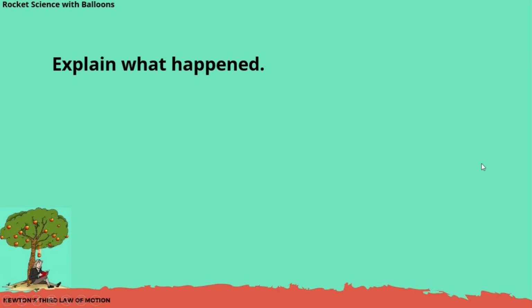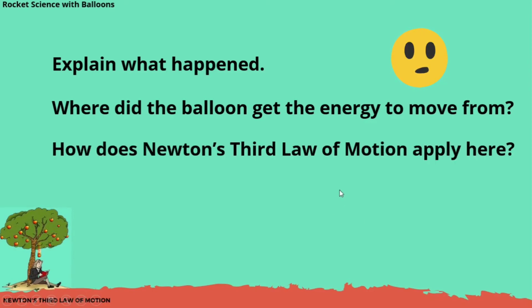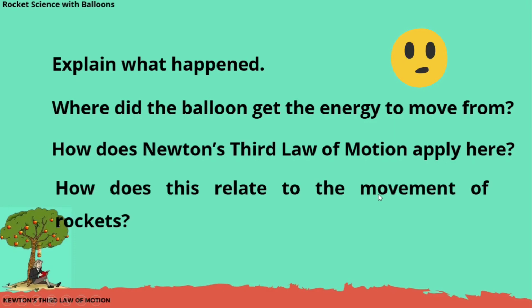Can you explain what happened? Can you write it in your notebook? Explain what happened. Where did the balloon get the energy to move from? How or why did the balloon move? Where did its energy come from? How does Newton's third law of motion apply here? How does this relate to the movement of rockets? Please write your answer in your notebook.